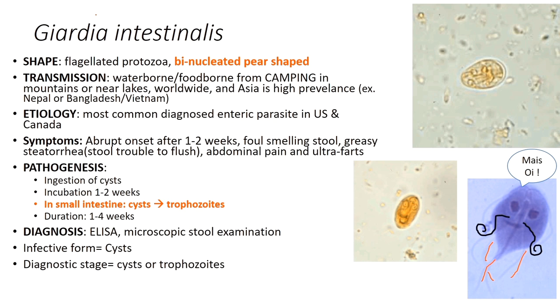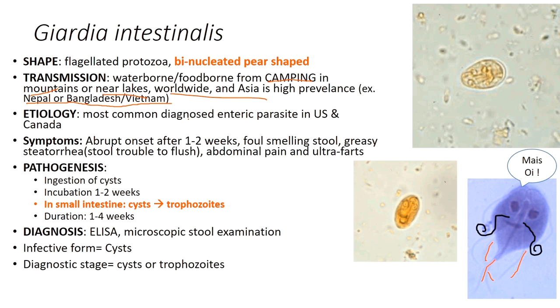And transmission for this is going to be waterborne, foodborne. You can get it from camping, like going in the mountains or near lakes. You can also get it worldwide, like Asia is a high prevalence, for example Nepal or Bangladesh or Vietnam. Usually this Giardia intestinalis is actually found within beavers. So North America is one of the largest places that you're going to find beavers. Also in places like Russia and Northern Asia, you can have presentation of beavers. However, it's not always in beavers, and so you can kind of get it anywhere.